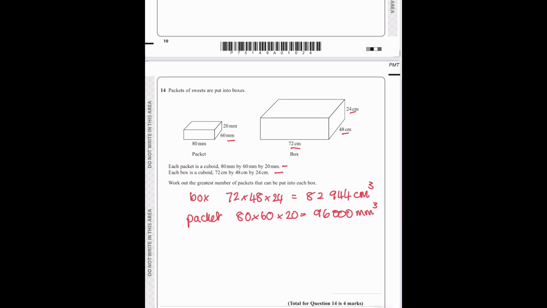So to get that into centimetre cubed, we need to divide that. So we get 96 centimetre cubed. Calculate the number of packets that can fit in each box. So we know the volume of the box is 82,944. The volume of the packet is 96. So we divide that on our calculator. We get the answer 864.